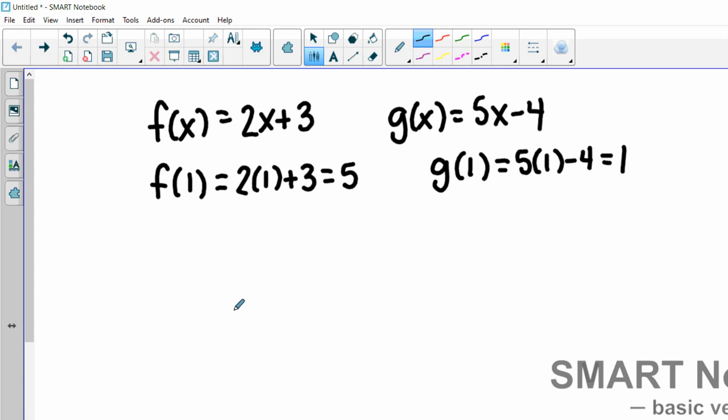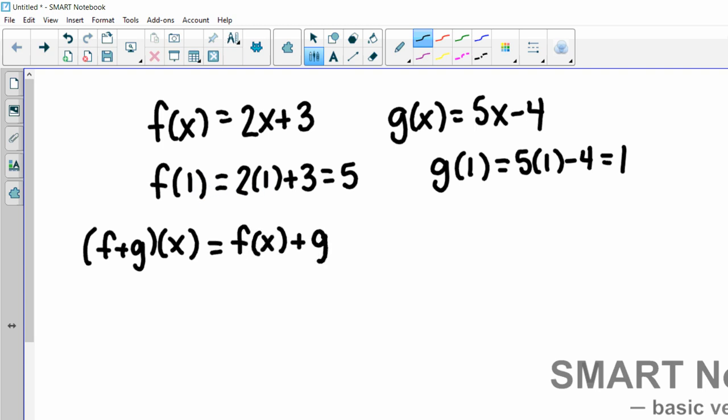So maybe instead of finding f of 1 or g of 3 or p of 2 or q of 5, what we're being asked to do instead is this. Now, all that's asking us to do is what it looks like it would be asking us to do, and that's add f of x and g of x together. Okay, now please understand with function notation, this is not the distributive property. It kind of looks like that's what we did, and that's just a happy accident.